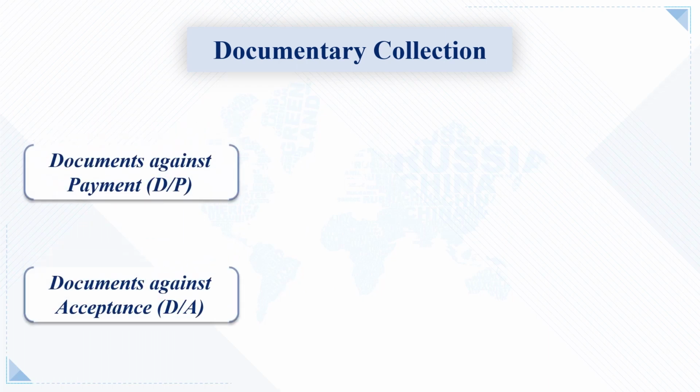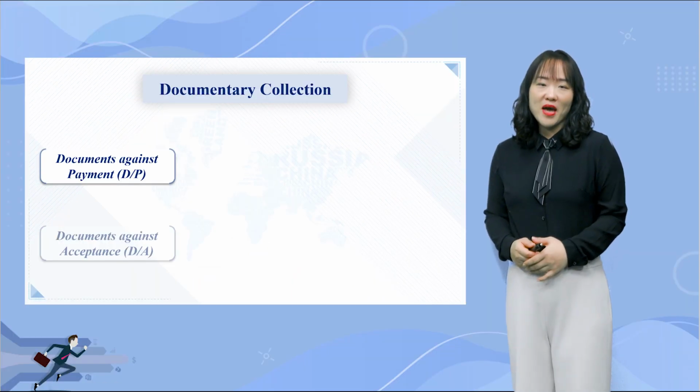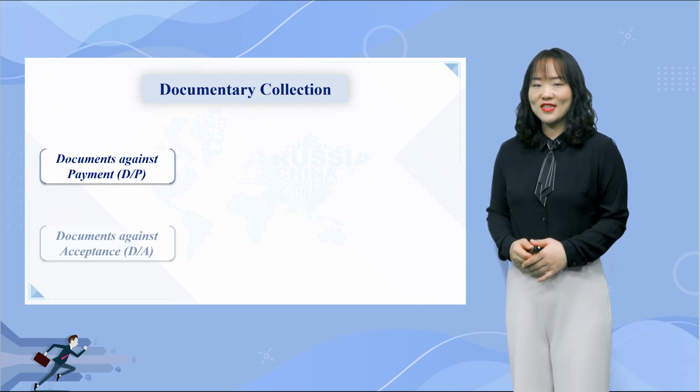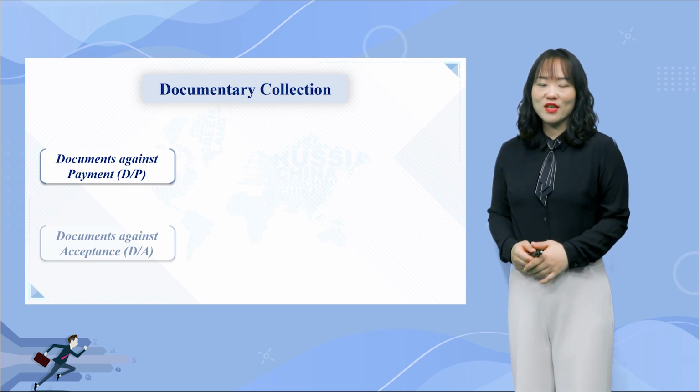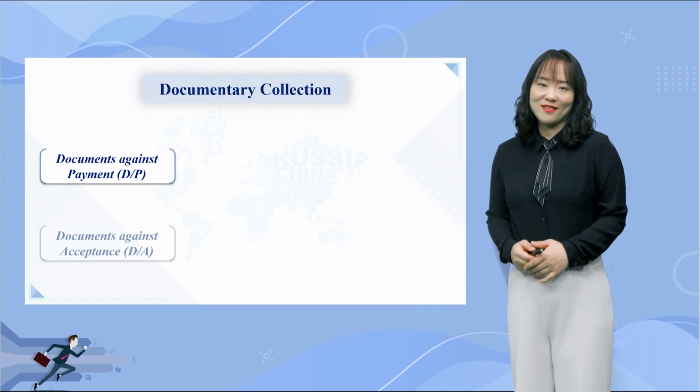Documentary collection falls into two basic categories, depending on when the payment is made to the exporter: documents against payment, DP, and documents against acceptance, DA. Documents against payment require the importer to pay the face amount of the draft at sight. In other words, the payment must be made to the bank when the buyer is presented with the draft and before any shipping documents are released. This is the most common form of documentary collection because of its reduced risk for the seller.